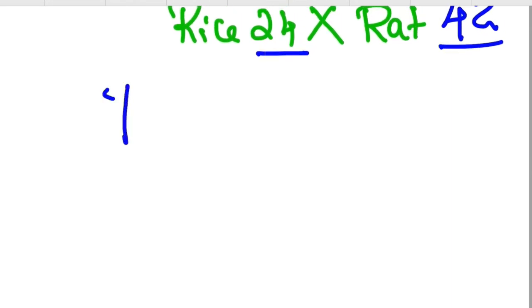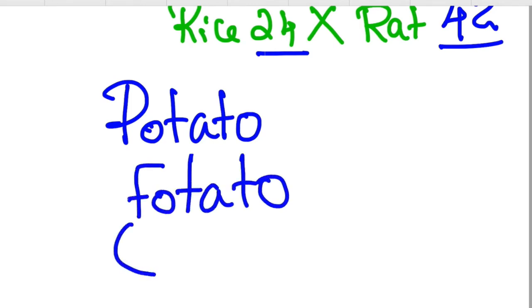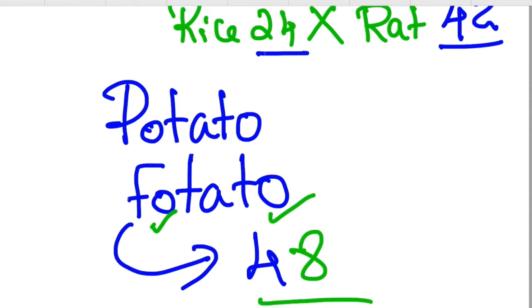Now for the potato. For the potato, you can read it as potato. So you write potato. So it is 48. Potato, sound relation 48. So you studied corn 20, rice 24, rat 42, potato 48.